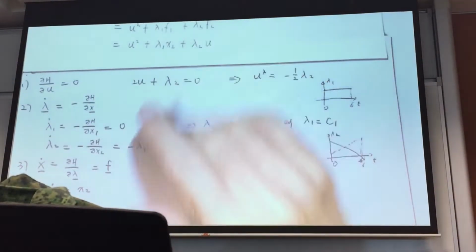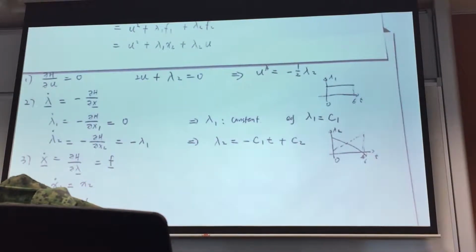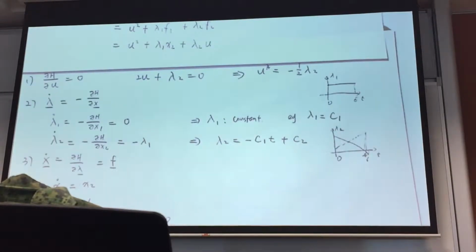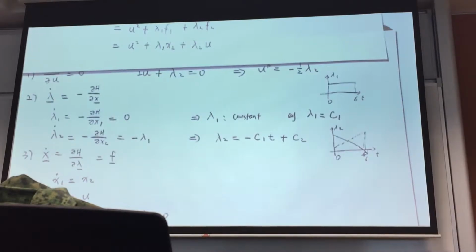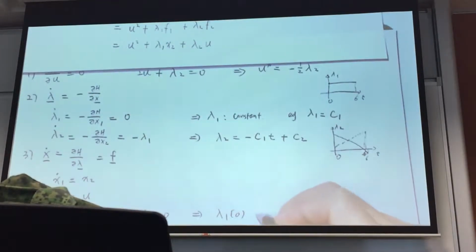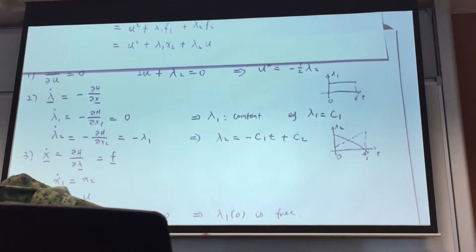So these are the three sets of equations. For the boundary conditions, remember we have x1(0) equal to 0, x2(0) equal to 0. Remember, the initial location of the vehicle is 0, and the initial velocity is 0. So that means the lambda(0) is free: lambda 1(0) is free, and also lambda 2(0) is free. It's because the x0 is given.